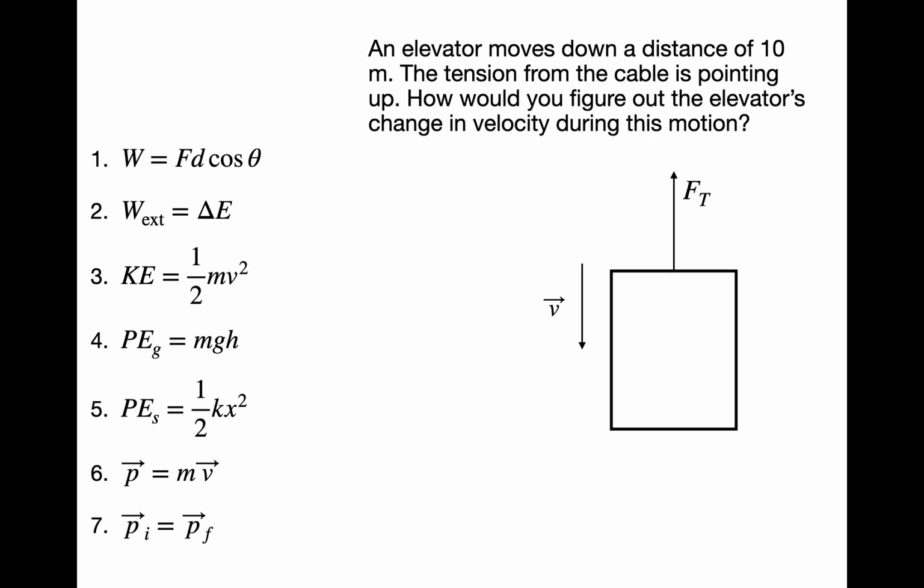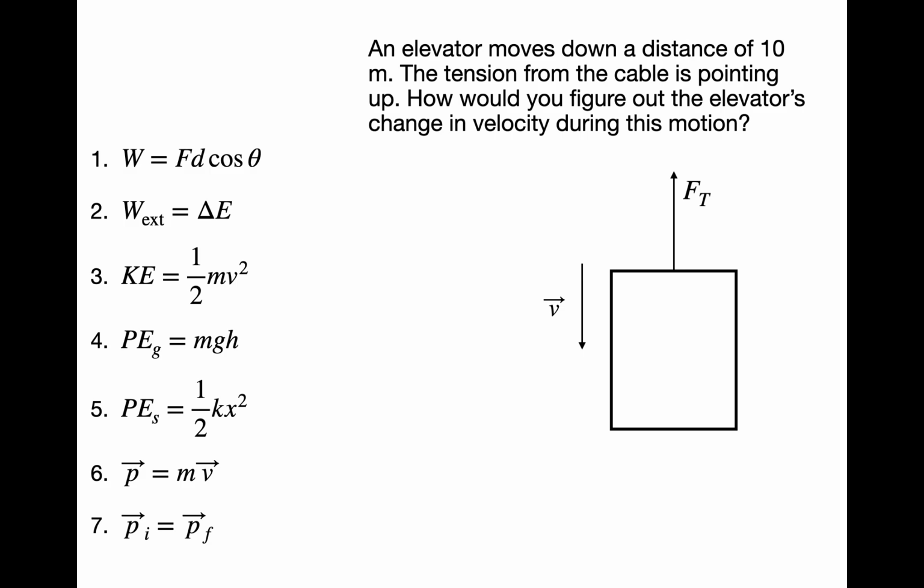the displacement is downward, right? So I could use equation 1, which basically says, in this case, the work done by the tension points up while the displacement is downward, so that's going to be a negative work. And then the work done by gravity is going to be positive because gravity points downward in the same direction as the displacement. So I would add those two together, and that would give me the change in kinetic energy.